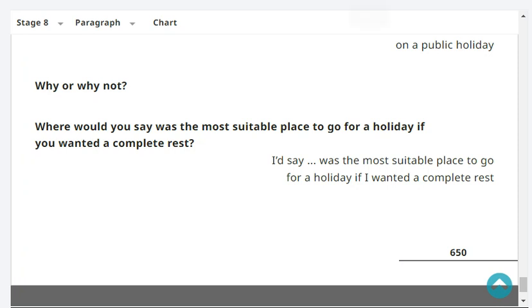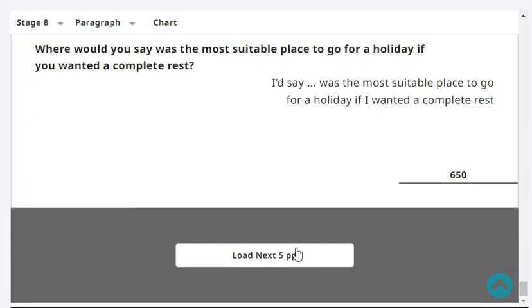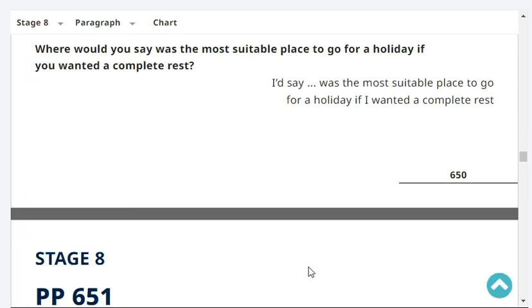Okay, where would you say was the most suitable place to go on holiday if you wanted a complete rest? I'd say Okinawa was the most suitable place to go for a holiday if I wanted a complete rest. Very good.